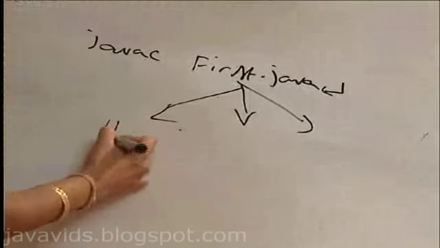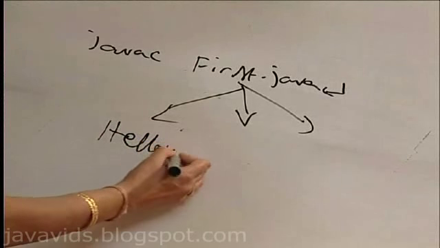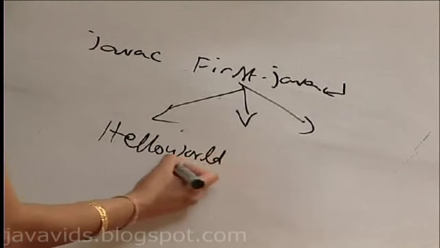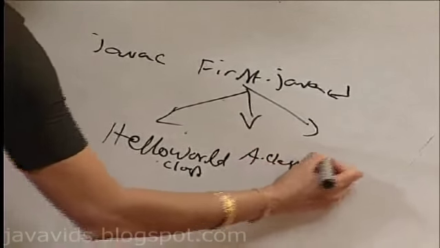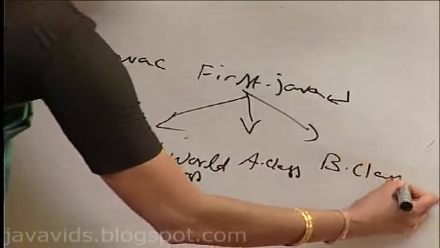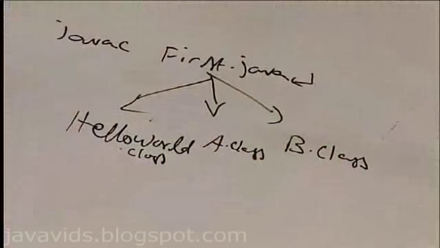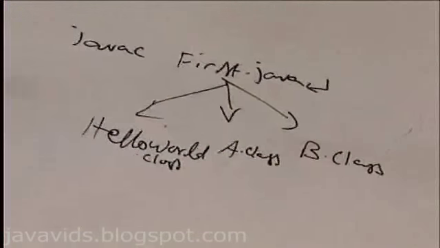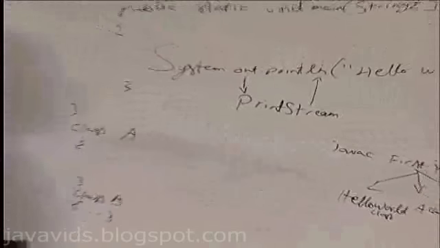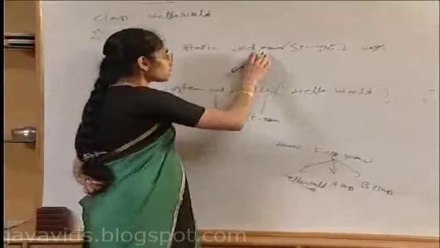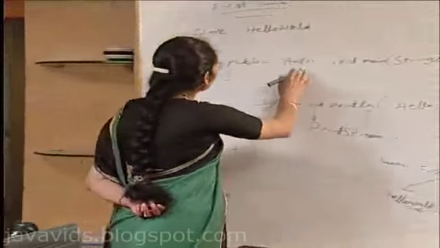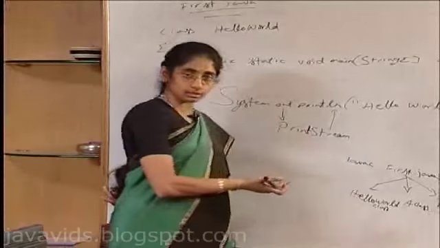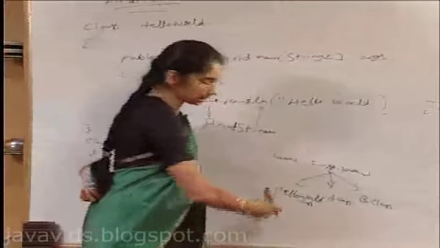So you get HelloWorld.class, A.class and B.class. Now which one of these class files will you use to execute the program? You need to use the class which contains the main function, public static void main(String[] args). Here in this case it's the HelloWorld class, so you'll say java HelloWorld.